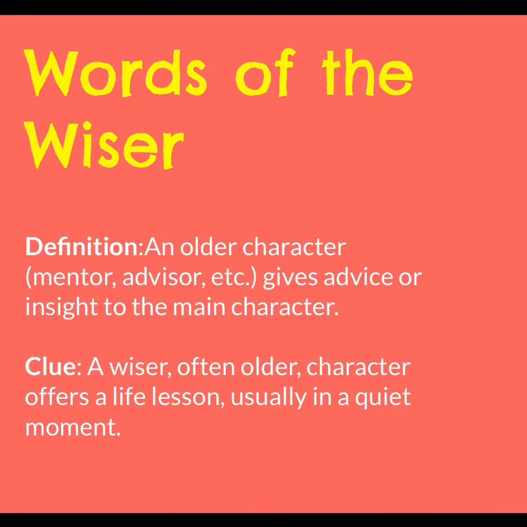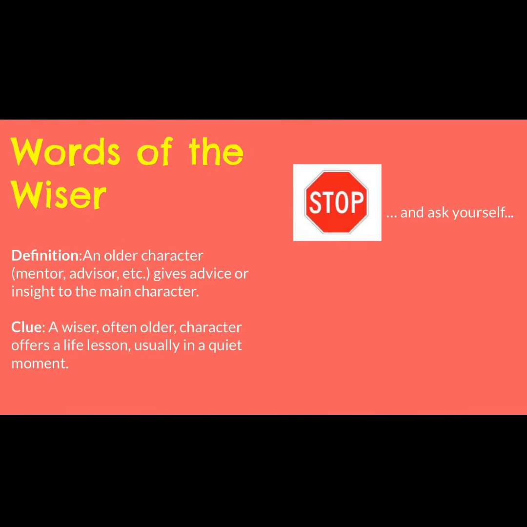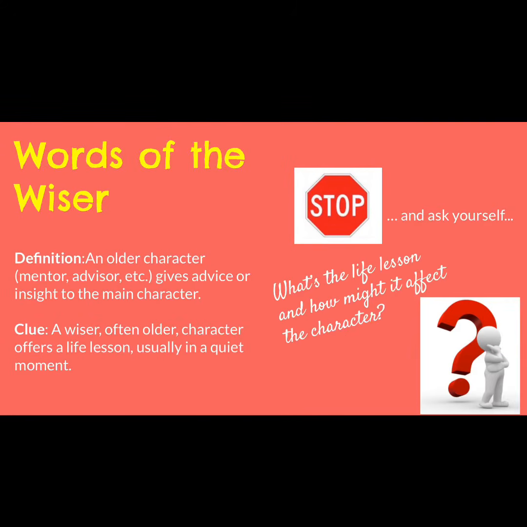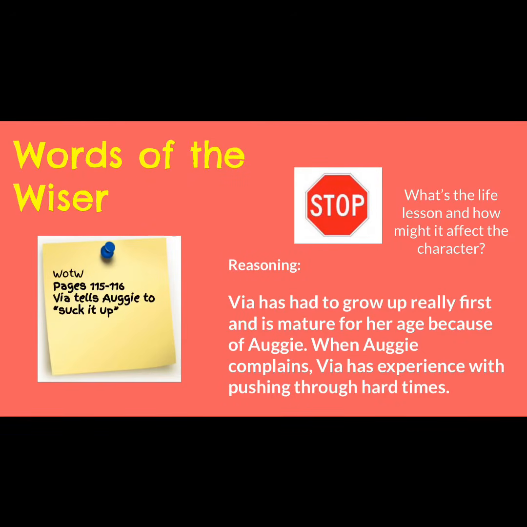Words of the wiser is the next signpost, and the definition for that is when an older character, typically a mentor, advisor, something like that, gives advice or insight to the main character. And some clues to find in the story are that a wiser, often older character offers a life lesson, usually in a quiet moment. And when I come across something like this in my story, I have to stop and ask myself, what's the life lesson and how might it affect the character? An example, once again, using the story Wonder.